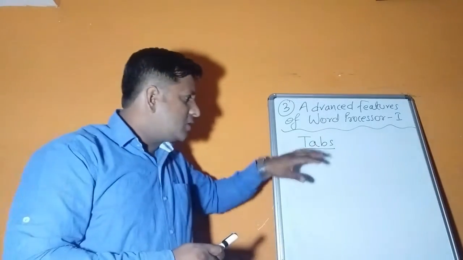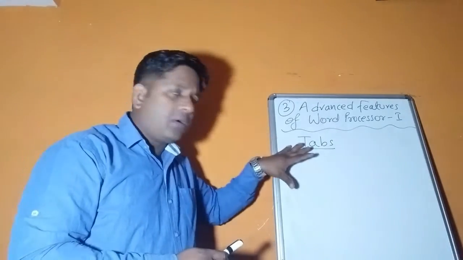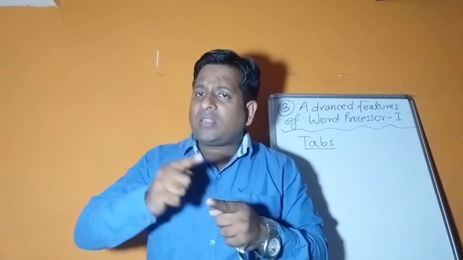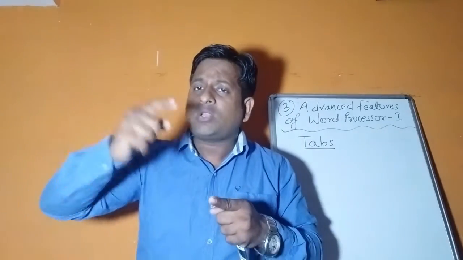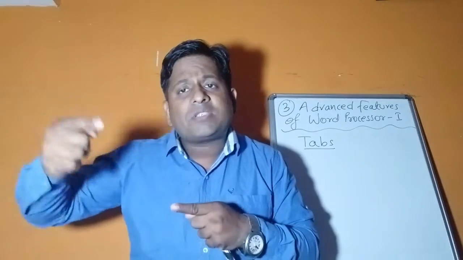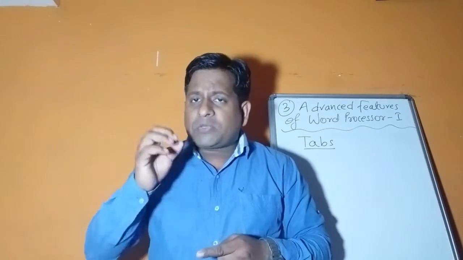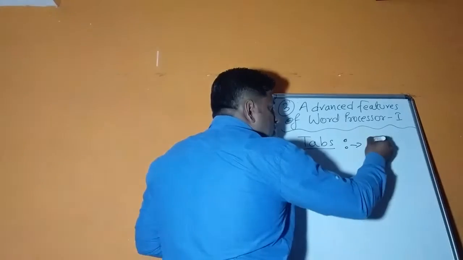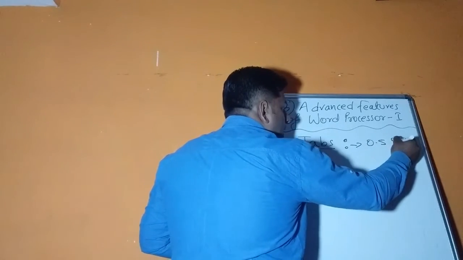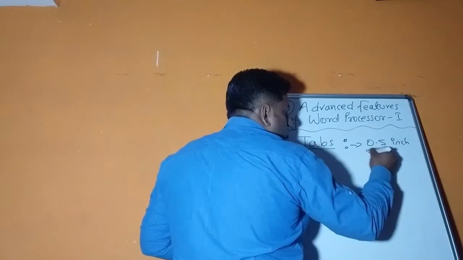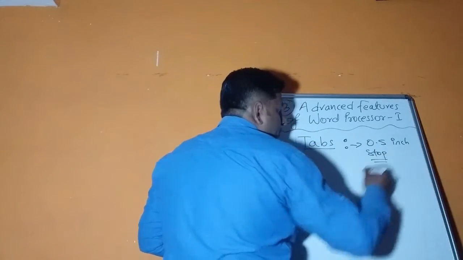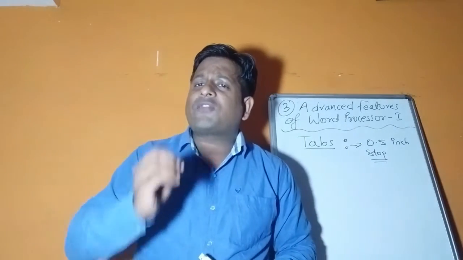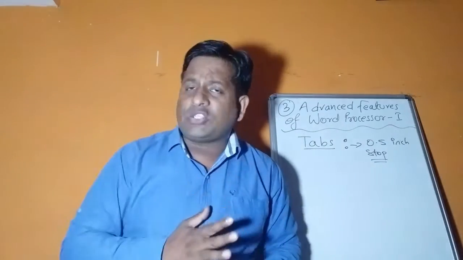But there is one more key, that is the tab key on the keyboard. When you press the tab key, you will find the cursor will jump 5 steps more. By default, the tab's stop point is 0.5 inch. This is the stop point of the tab, so it's the default one. By default the tab stops after 0.5 inches.